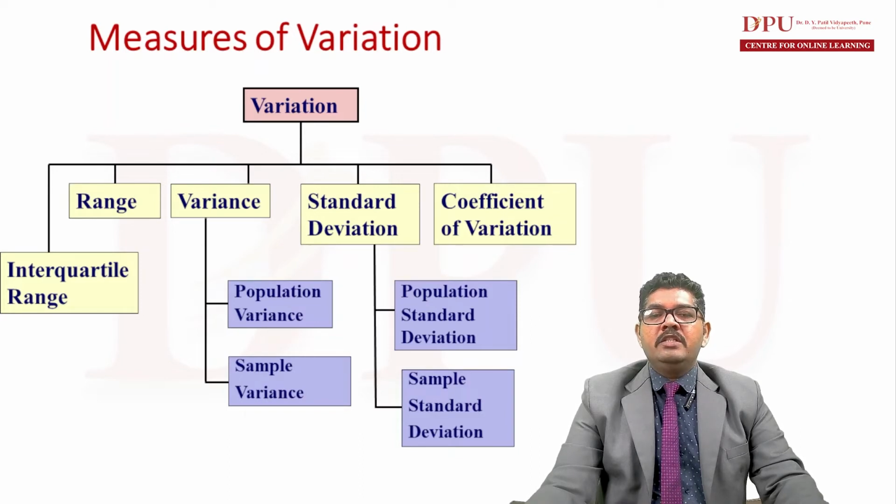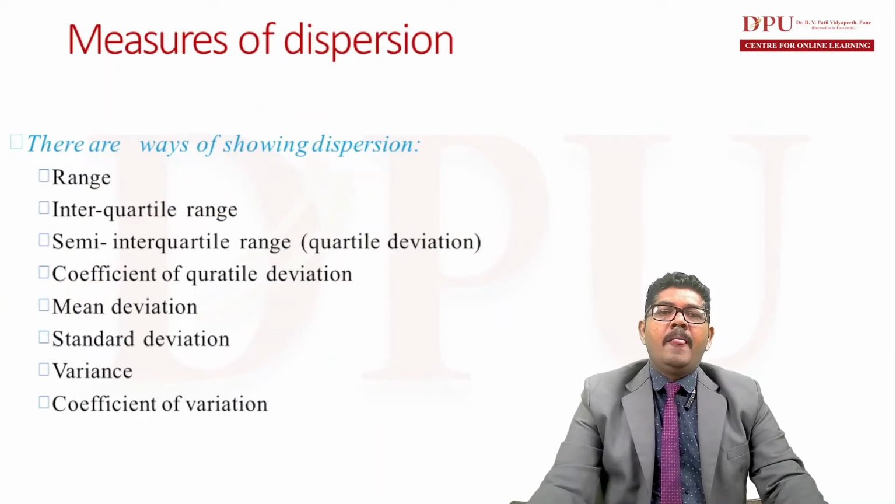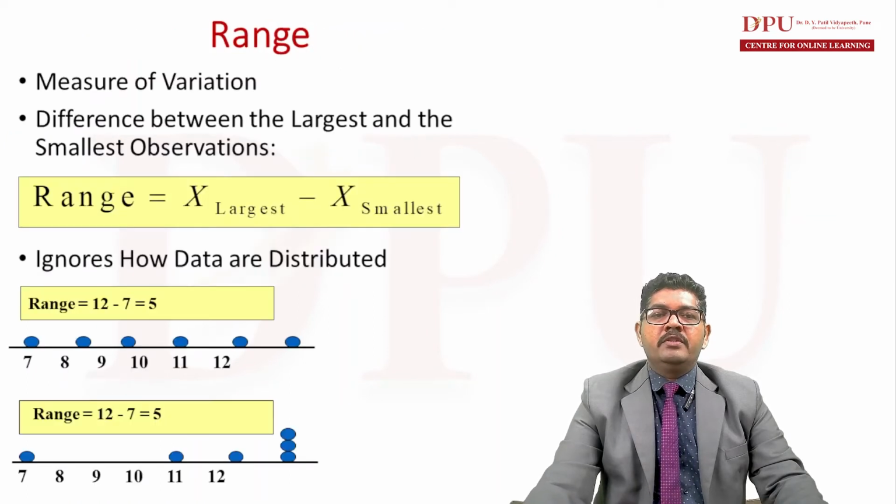Population variance is denoted by sigma square, and the sample variance is denoted by S square. Then we can calculate the coefficient of variation, which is based upon the standard deviation. Measures of dispersion. So these are the various measures of dispersion: range, interquartile range, semi-interquartile range, coefficient of quartile deviation, mean deviation, standard deviation, variance, and coefficient of variance.